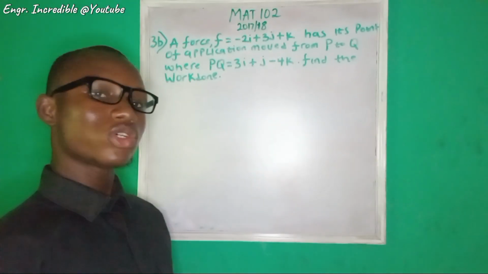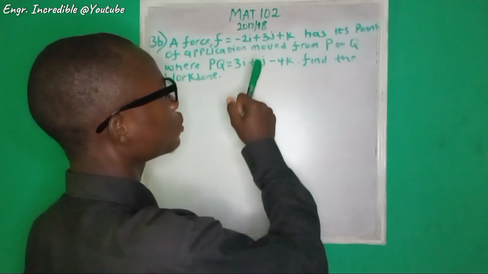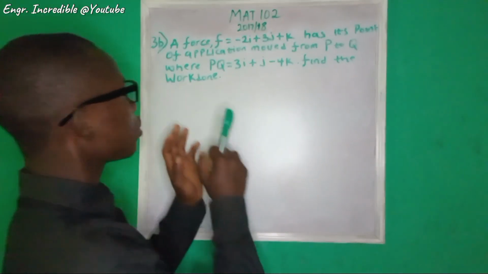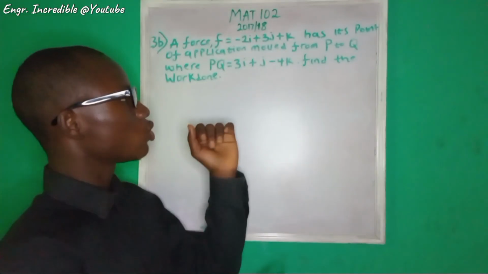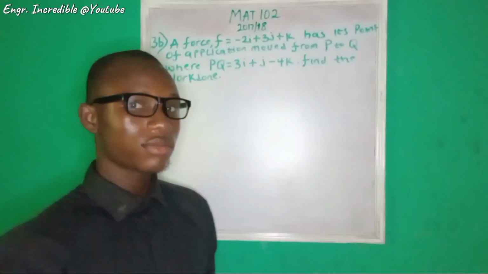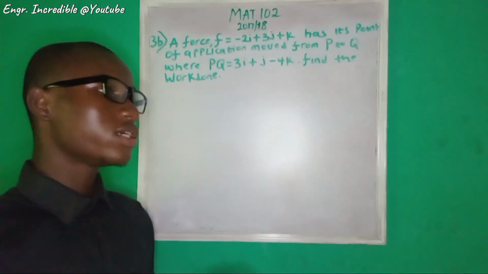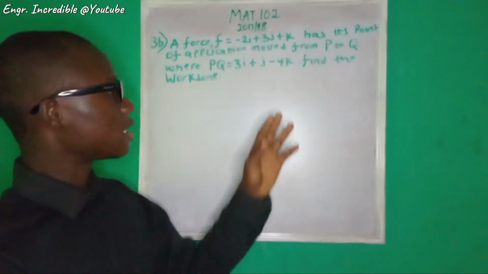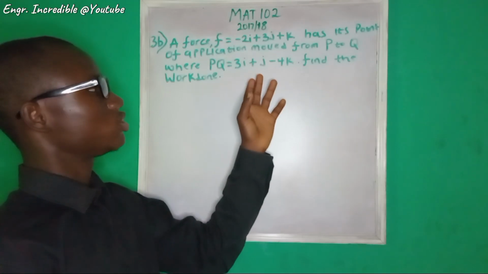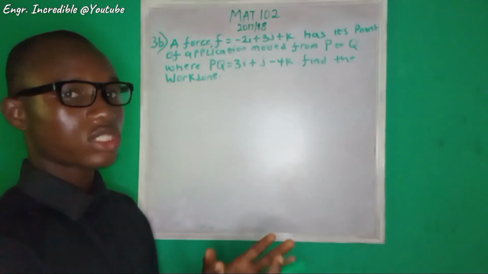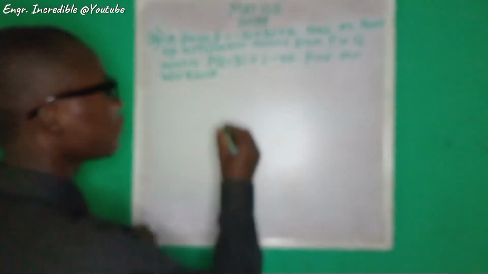So here the question 3b says that if force F is equal to minus 2i plus 3j plus k as the point of application moves from P to Q, where PQ is equal to 3i plus j minus 4k, find the work done. So simple here, they ask us to find the work done. Now note that PQ is the distance from P to Q and it is given by 3i plus j minus 4k. So what you just have to do is work done is equal to force times distance. So we just multiply.